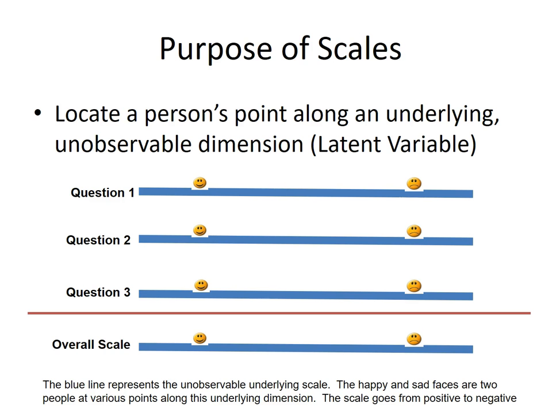And so let's think about what the purpose of a scale is. Well, it is to locate a person's point or position along one of these underlying unobservable dimensions, the latent variable. At the bottom of this, you see we have an overall scale, and the blue line represents this dimension. In this case, good is to the left and bad is to the right. We have two people on this scale, and they have a particular position on the scale. Their position is invariant. It is what it is, no matter what the questions are. We would like to have questions that exactly show where the person is, but it doesn't really work that way. But the blue line is this univariate dimension, an underlying scale. And this scale, in this particular example, goes from positive to negative.